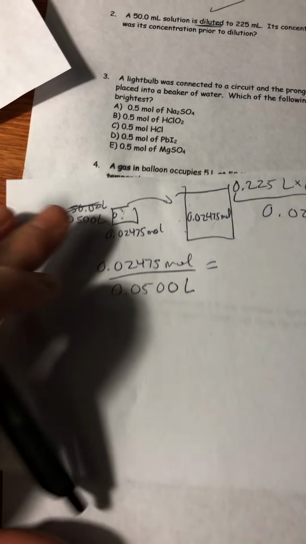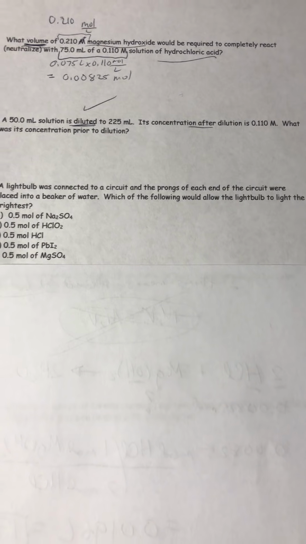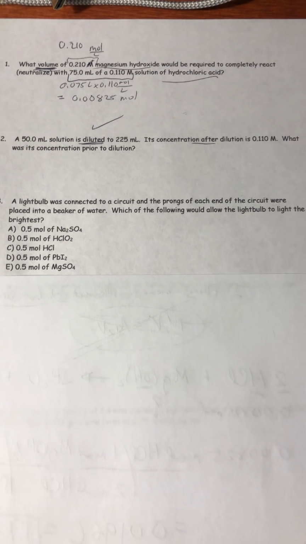Moving on, number 3. A light bulb was connected to a circuit, and the prongs of each end of the circuit were placed in a beaker of water. Which of the following would allow the light bulb to light the brightest? Well, essentially what we're looking for right now is electrolytes.